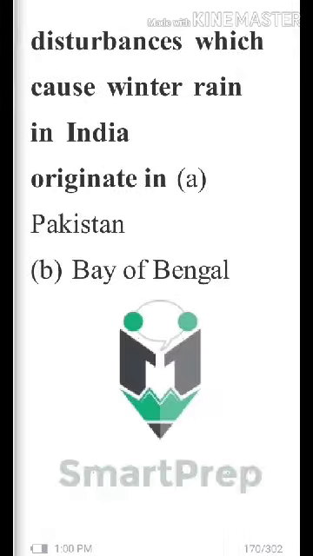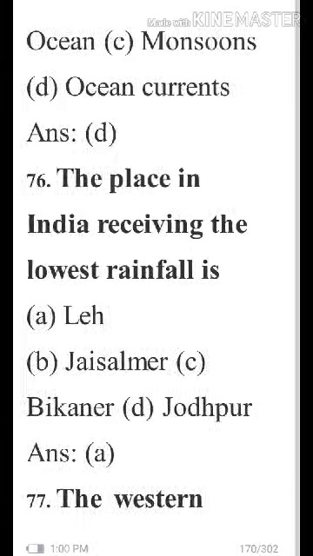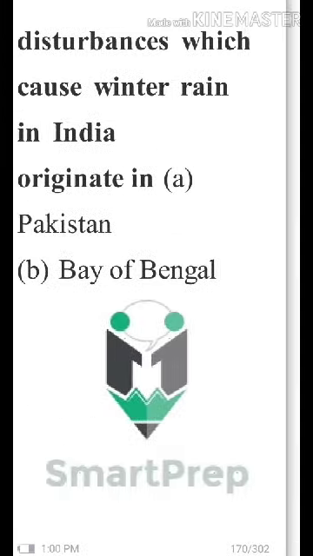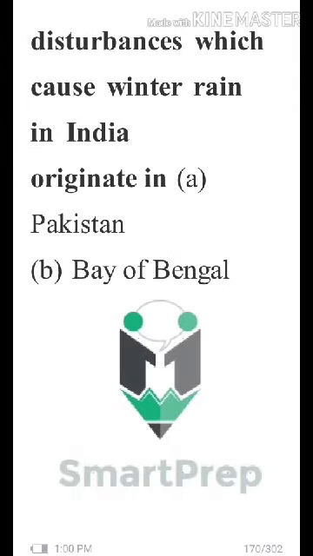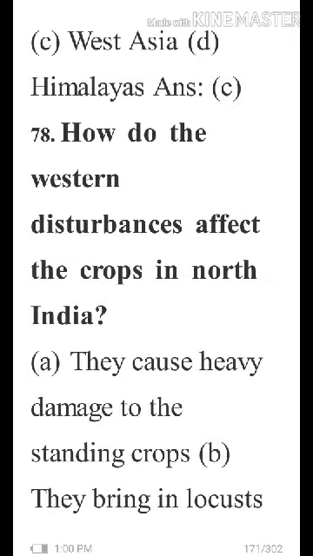The western disturbances which cause winter rain in India originate in West Asia.